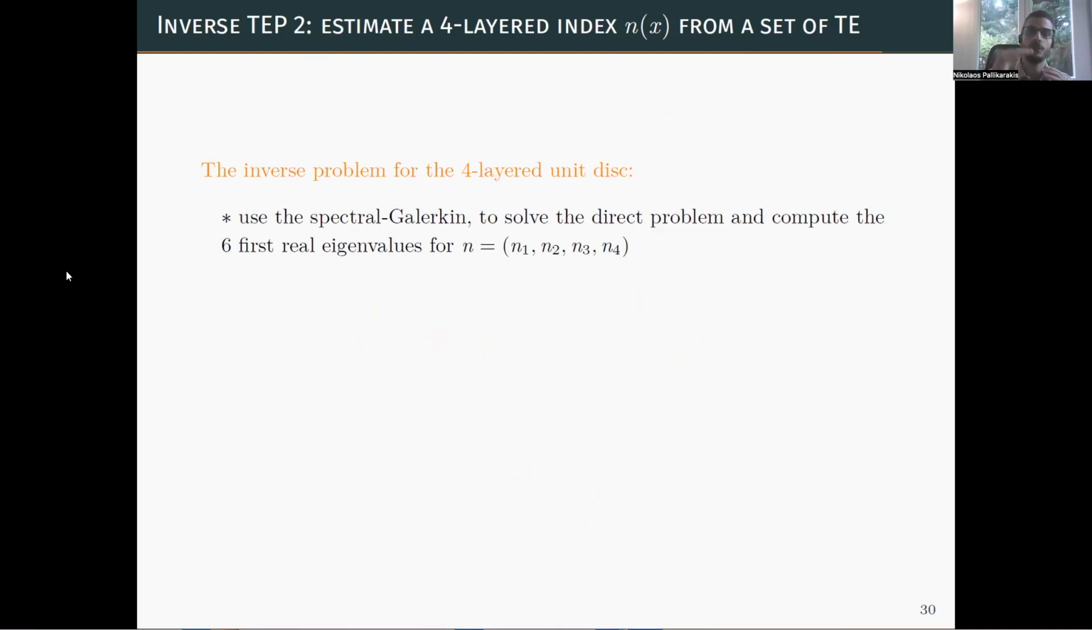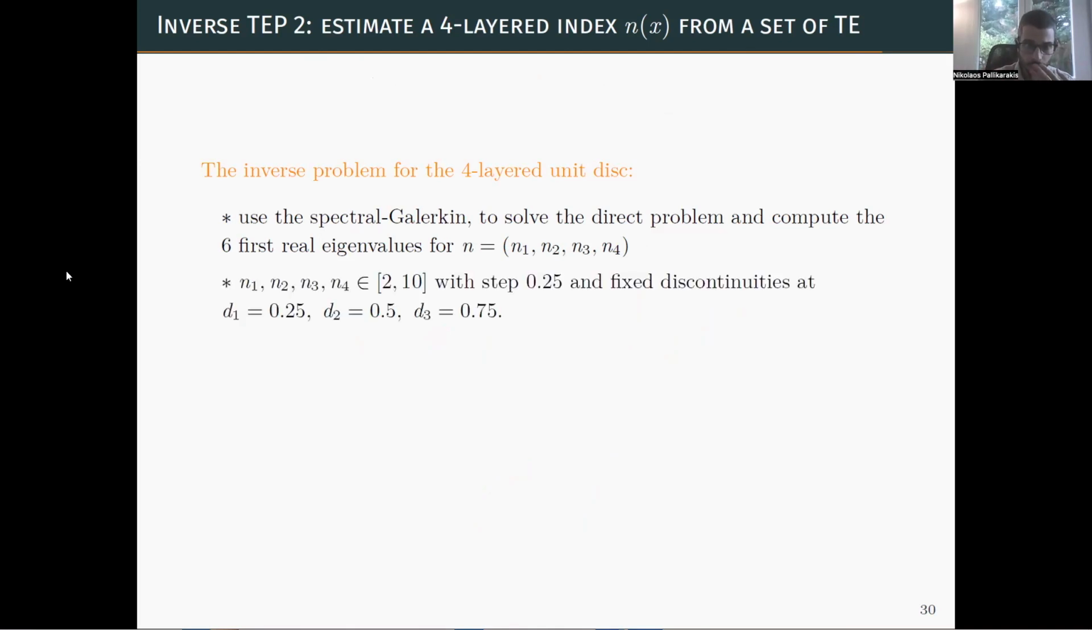The second and last example we included was a 4-layer unit disk. So our disk now has 4 layers, and the procedure is more or less similar. We use the Pallikarakis method to solve the direct problem, and we compute 6 eigenvalues again, the first 6, for possible combinations of the refractive indices Ni1, Ni2, Ni3, and Ni4 for each layer. We chose a family of refractive indices between 2 and 10 with step 0.25, and in this case the discontinuities are fixed. So we assume that the discontinuities might be at 0.25, 0.5, 0.75.